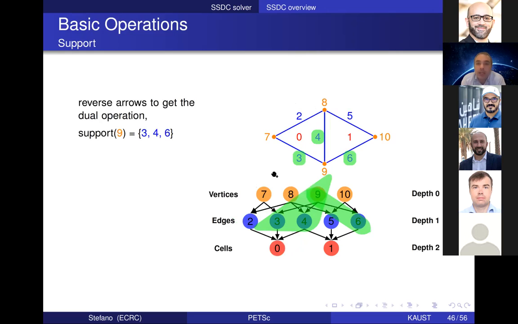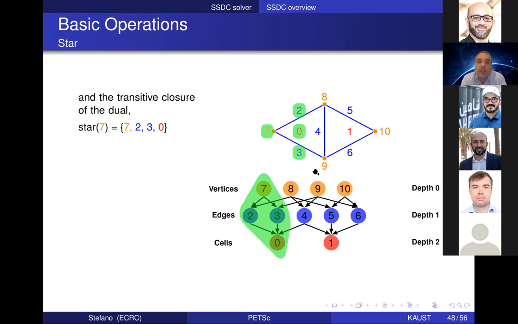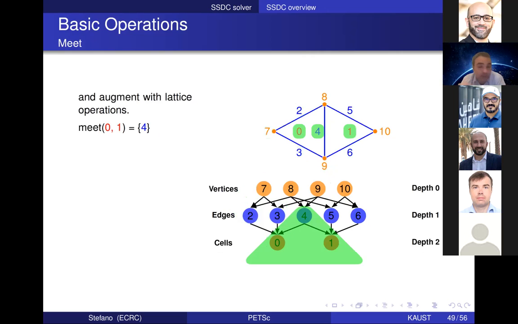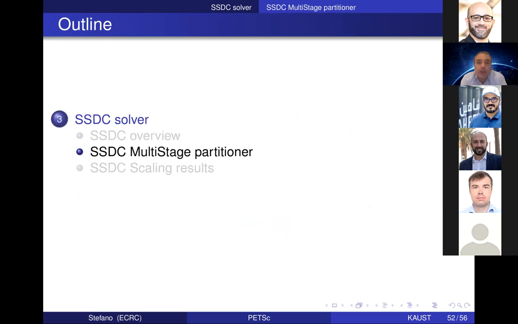The same, I can ask what is the support of a vertex. The vertex is supported by the edges 3, 4, and 6. So this way, by using support and cone and the transitive operations like the closure, we can really do dimension-independent programming when it comes to handling meshes. Okay, I will go faster. SF is just a communication layer that abstracts MPI out and uses optimized MPI routines to do the communication for you. And I will go to the results.